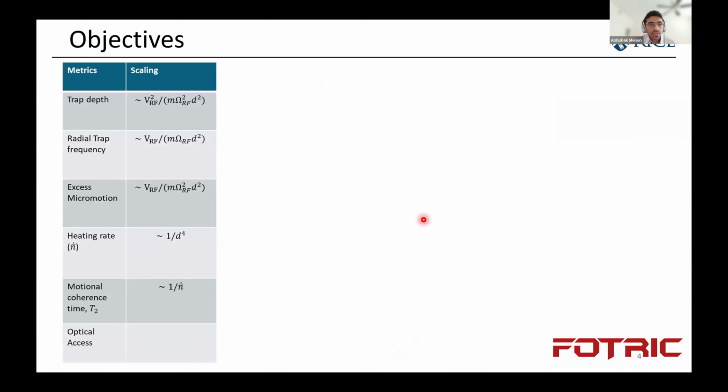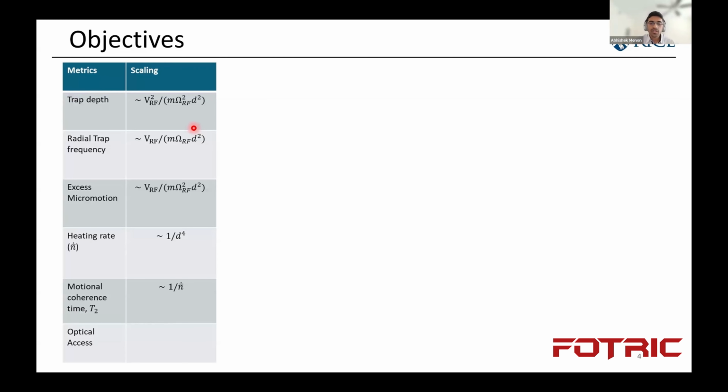Okay, so the metrics that we are considering here are the following. We have the trap depth, which is basically the depth of the pseudopotential, and the trap frequency. Then there's the excess micromotion, which is the residual mini drives that you have on top of the secular trap frequency, which is lower than the drive frequency. And then there's the heating rate.